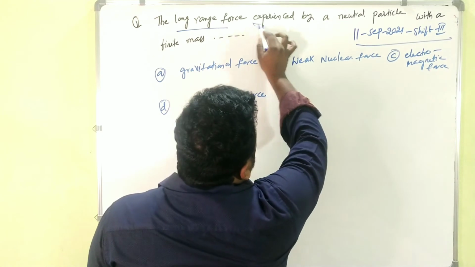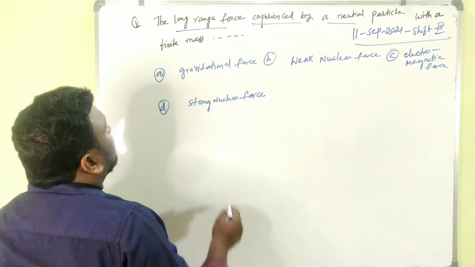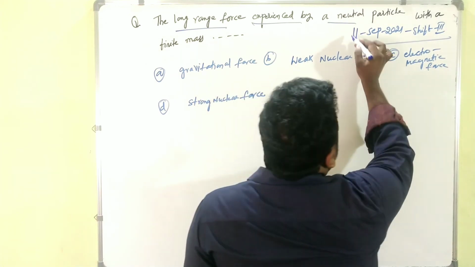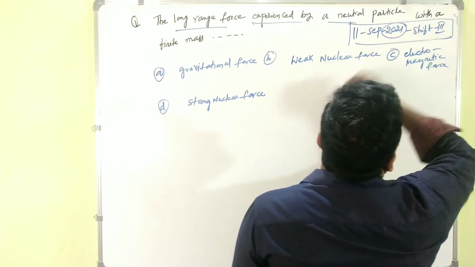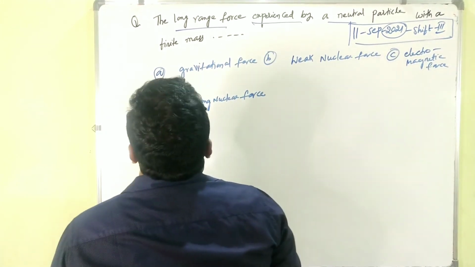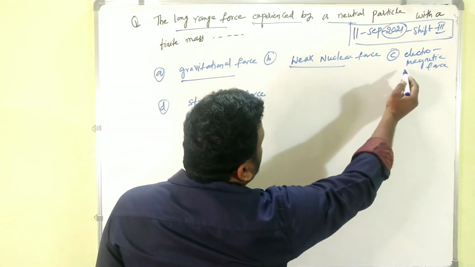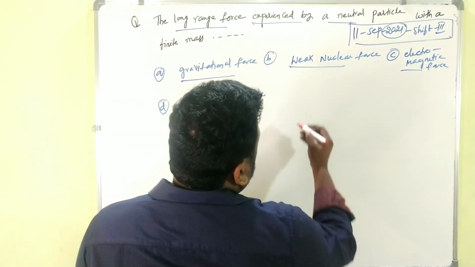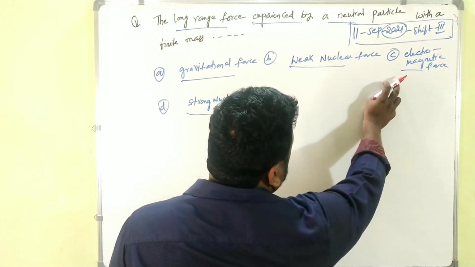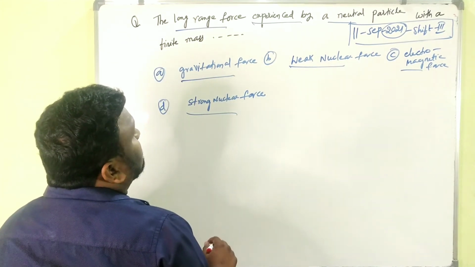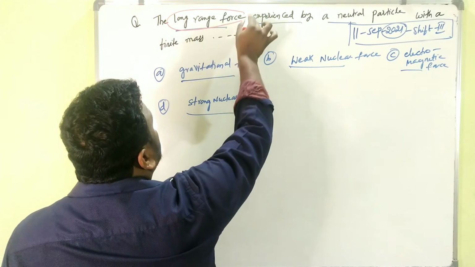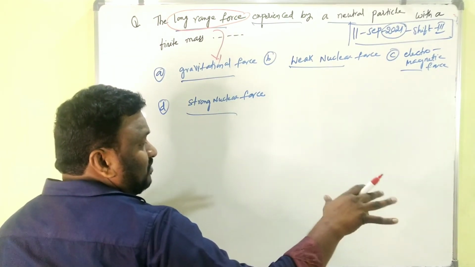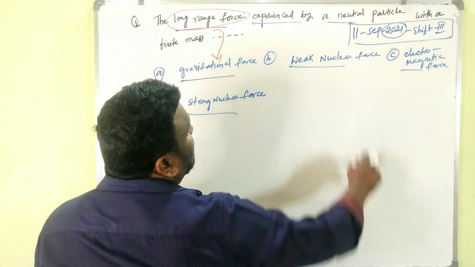The long range force experienced by a neutral particle with a finite mass. This question was given in the 2021 Eamcet paper, 11th September 2021, Shift 3. The options are gravitational force, weak nuclear force, electromagnetic force, and strong nuclear force. All of you know that nuclear force, strong nuclear force and electromagnetic force belong to short distances. The long range force is only gravitational force. Strong, weak, and electromagnetic forces are confined to a small distance only, and are applicable only there.